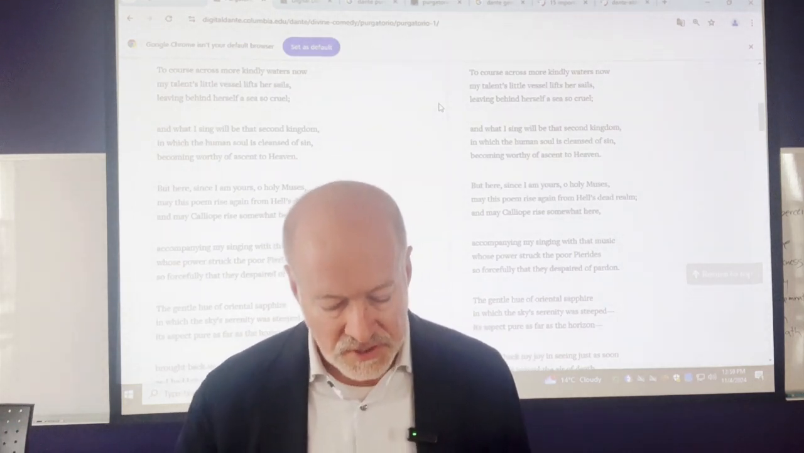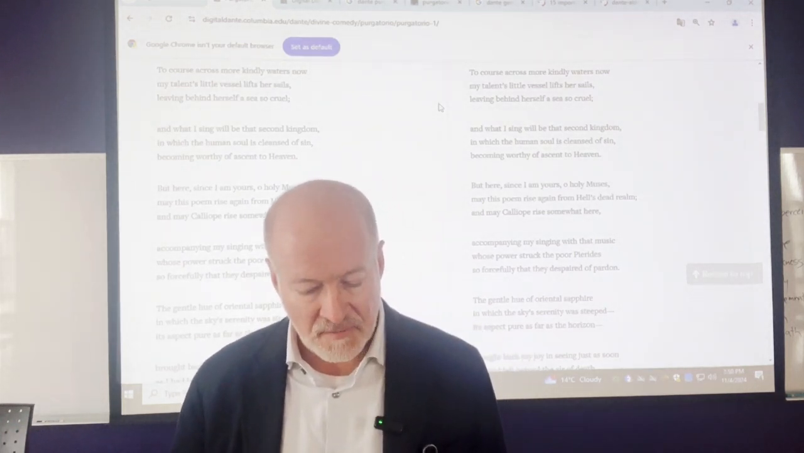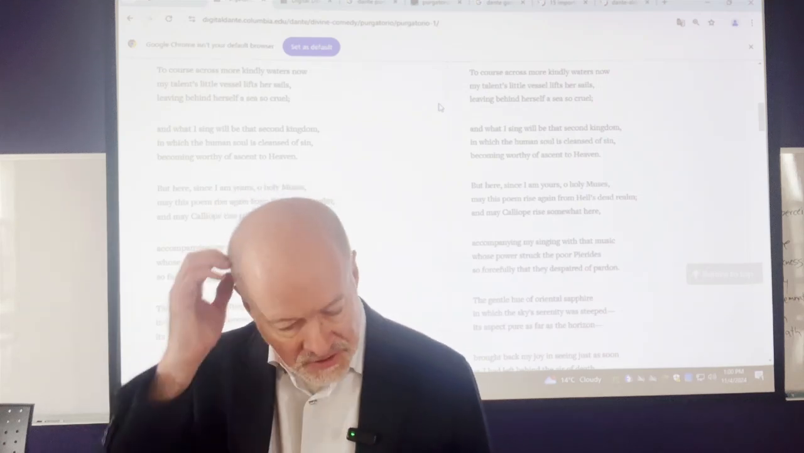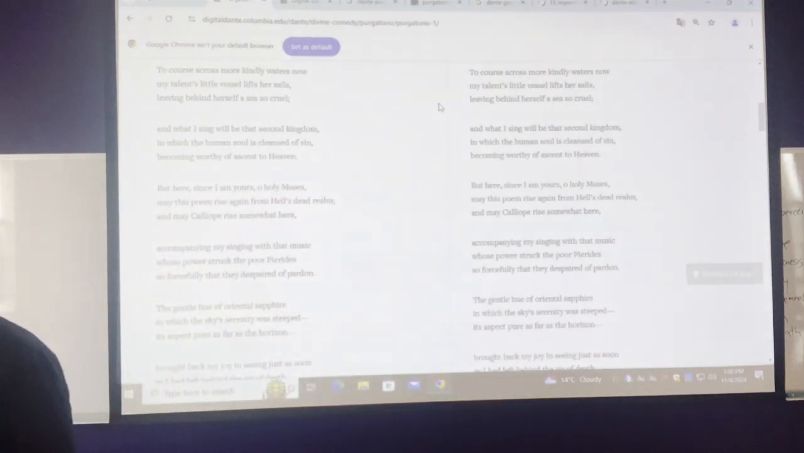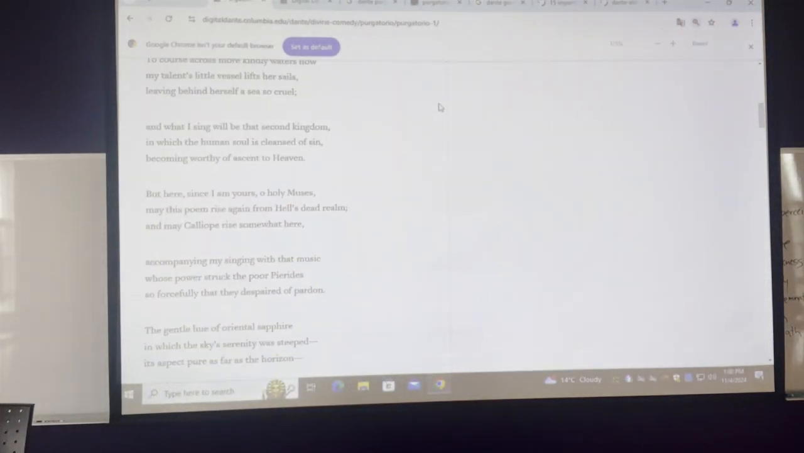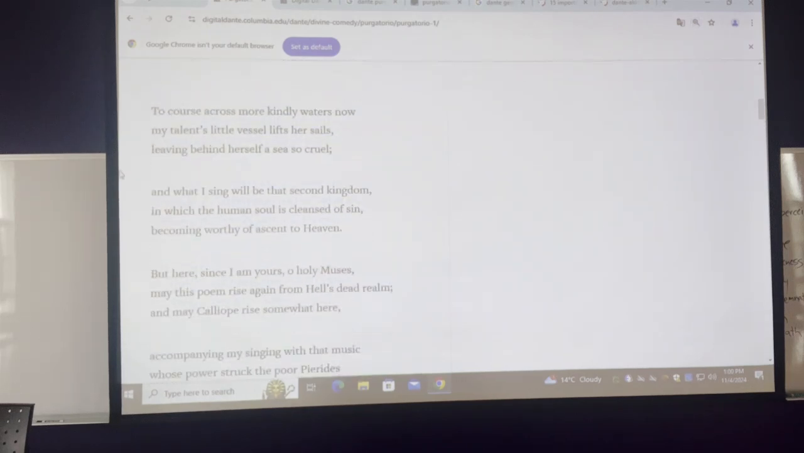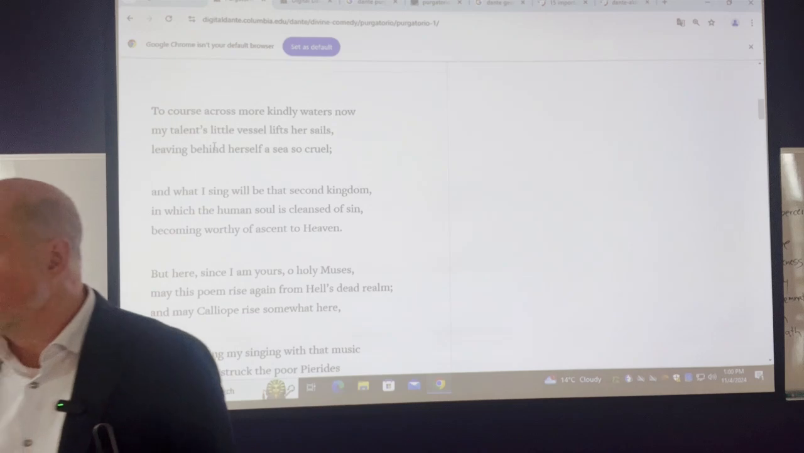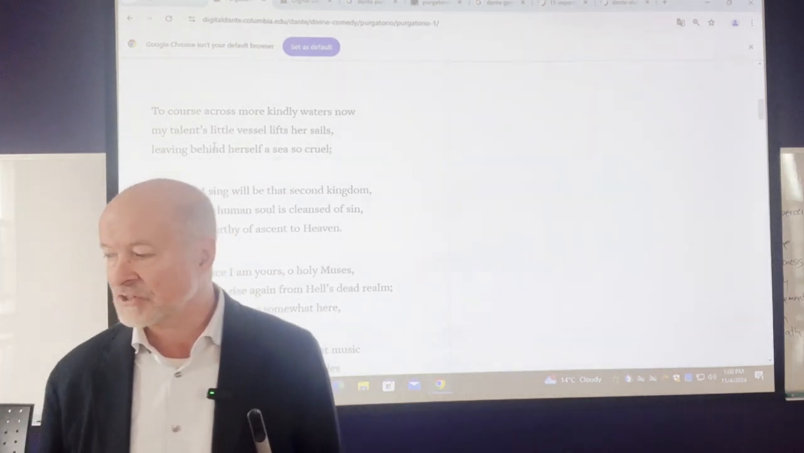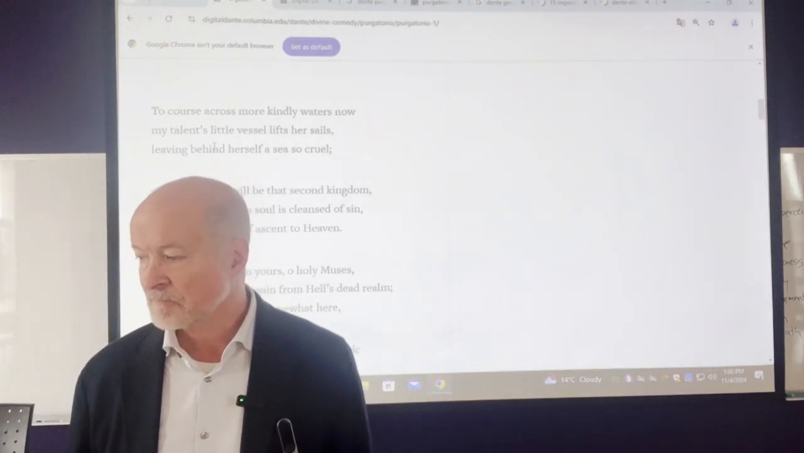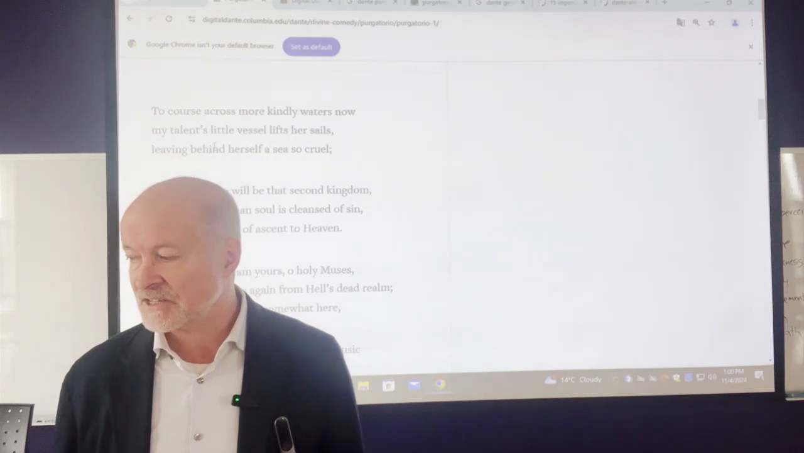But he will use here an invocation of the Muses in the first canto. And you see it right there. Let's see if I can make that bigger. Good. "To course across more kindly waters now, my talent's little vessel lifts her sails, leaving behind herself a sea so cruel. And what I sing will be that second kingdom in which the human soul is cleansed of sin, becoming worthy of ascent to heaven."